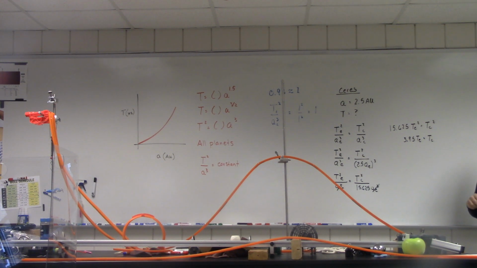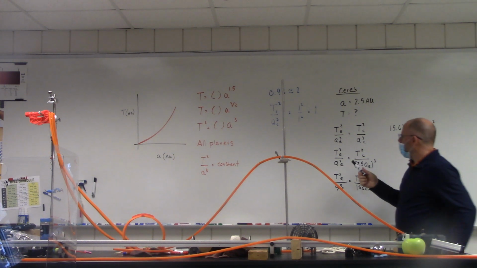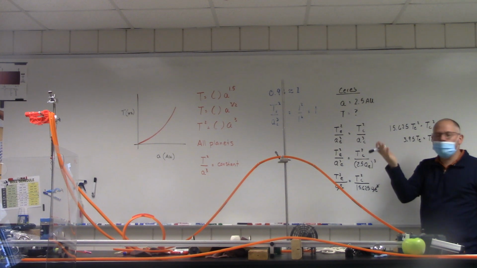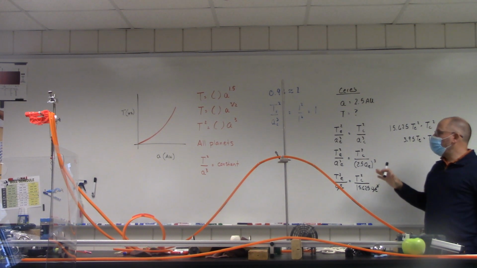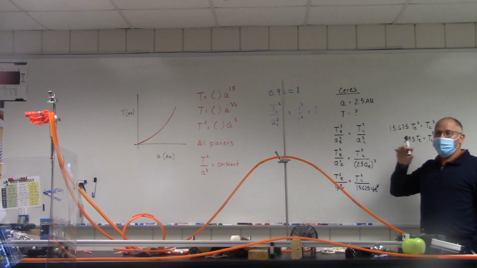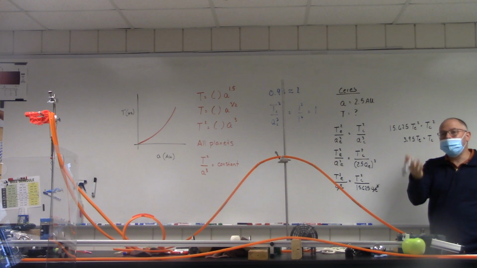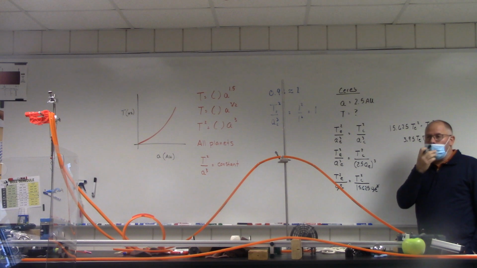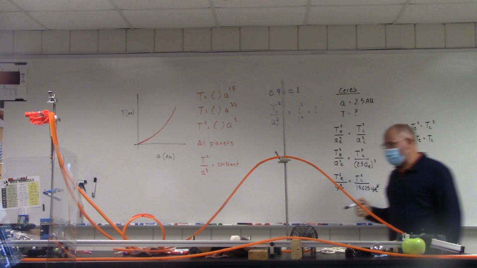Yes? If you're solving in years though, why don't you just, instead of going through all that, do t squared equals a cubed? So you said just skip all this, just set this equal to 1 and plug in here. You could also have done that. This is more general, because what if you're not solving in years? What if you're solving in days? You just convert it afterwards. You can. And sometimes they don't even give you the numbers.